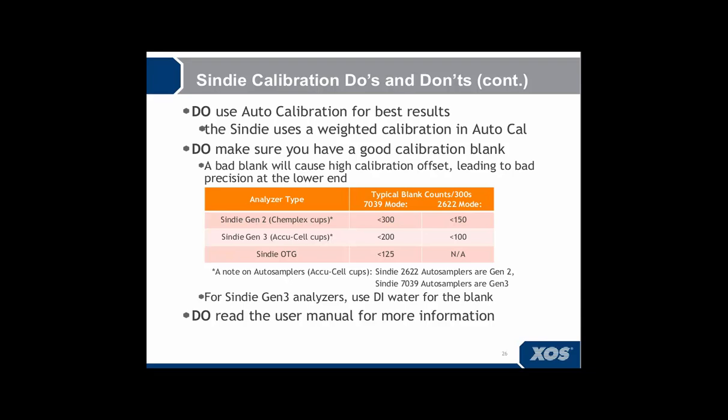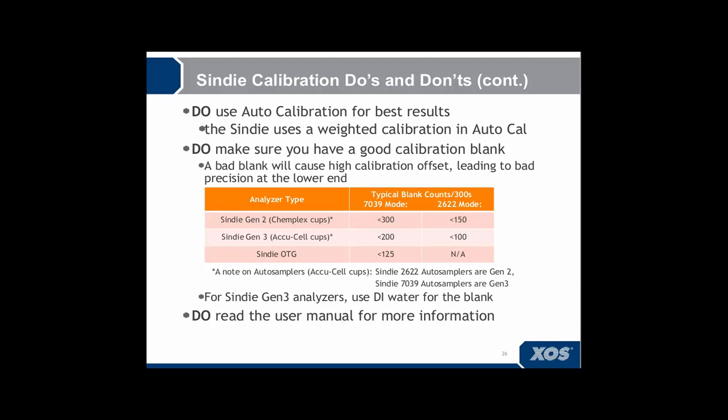For your Sindie Gen 3, which uses the AccuCell cups, when you have a 7039 Gen 3, you have less than 200 counts on your blank. However, if you have a Sindie 2622 Gen 3 and it's in 2622 mode, you're looking at less than 100 counts when you measure the blank. And then lastly, here's the information for your Sindie OTG. It only has 7039 mode, so you'll be less than 125 counts typically.